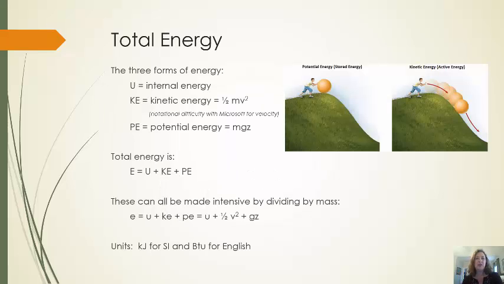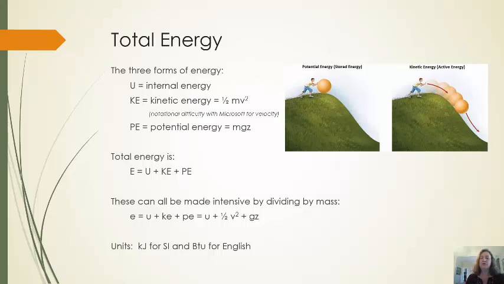One last topic for this video is energy. You should have probably had your physics course by now. There are three forms of energy: internal energy, kinetic energy, and potential energy. Potential energy is the stored energy. We usually equate it to height. You can also have potential energy due to other things like magnetism and so forth. But mgz, or the height, is going to be that potential energy. Kinetic energy is an active energy, so it's 1/2 mv squared.